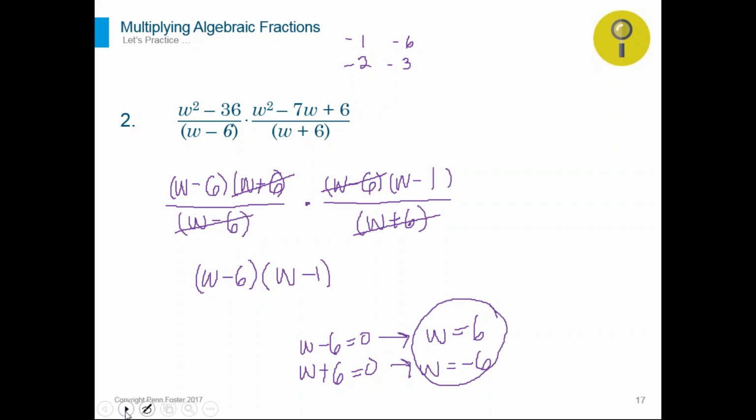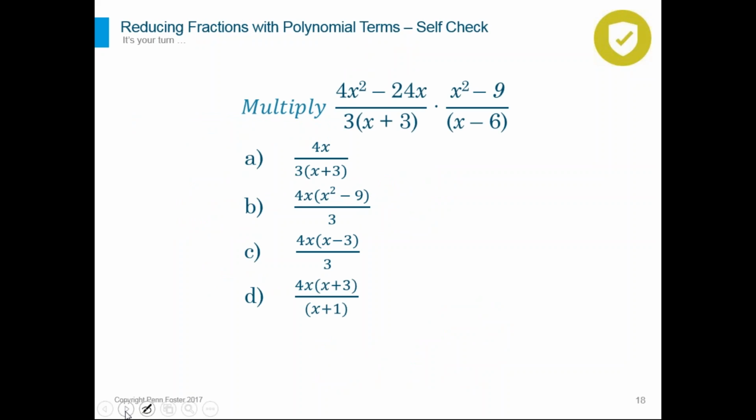Okay, let's go to a self-check. Multiply 4x squared minus 24x over 3 times x plus 3 times x squared minus 9 over x minus 6. So you have a binomial, you have a difference of two squares. What should you do to multiply? Which one is the right product? I'm going to leave that for 30 seconds, and I hope that you try that question. Later on, I'm going to give you the option to input your answers.